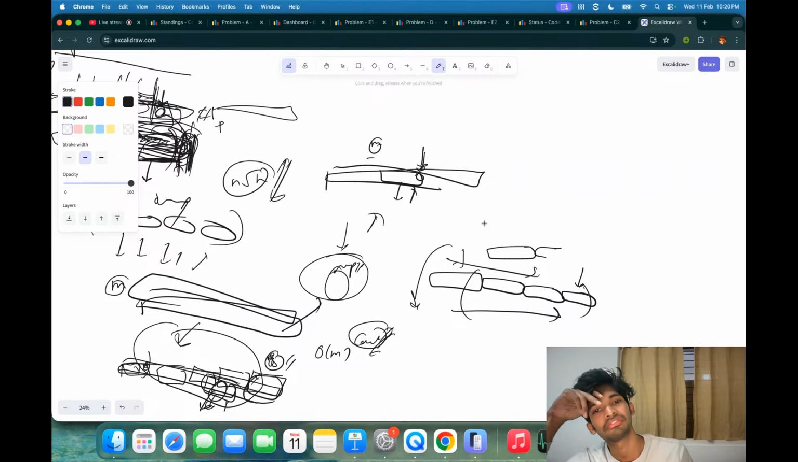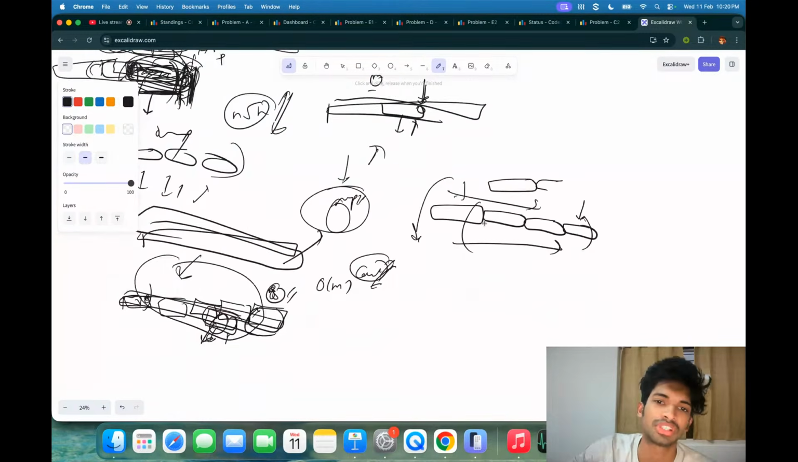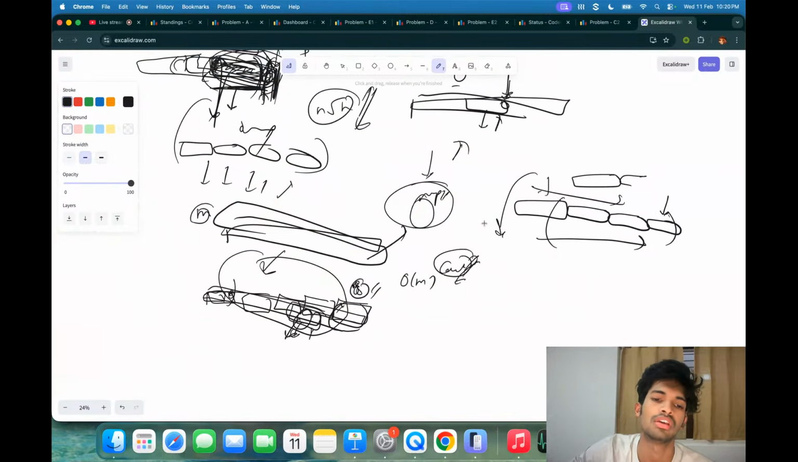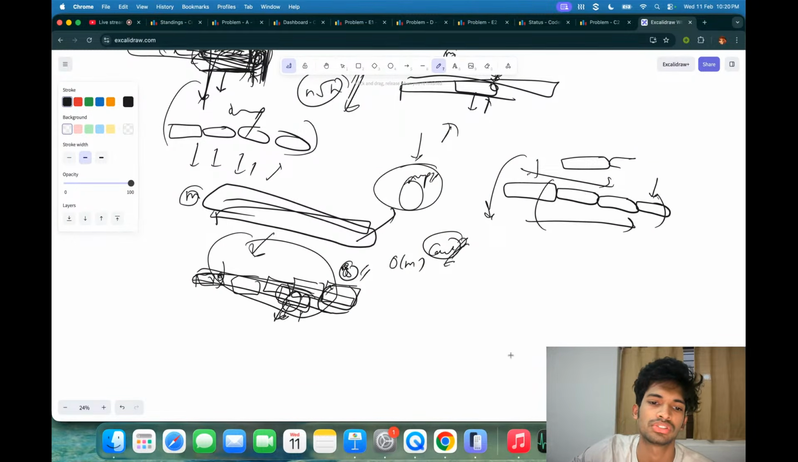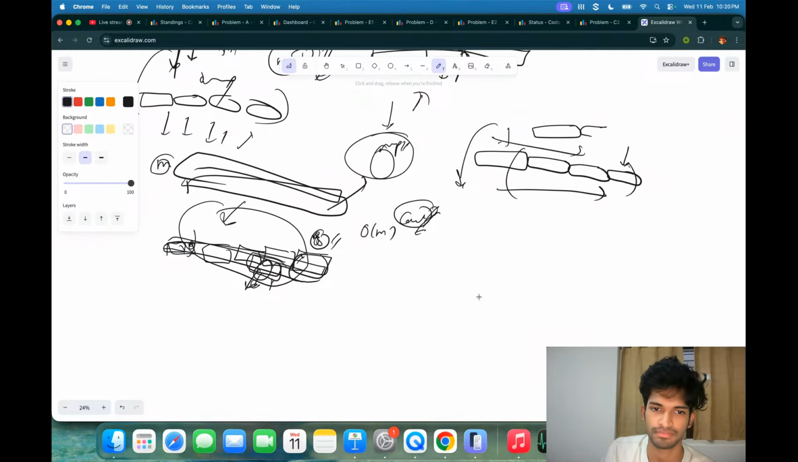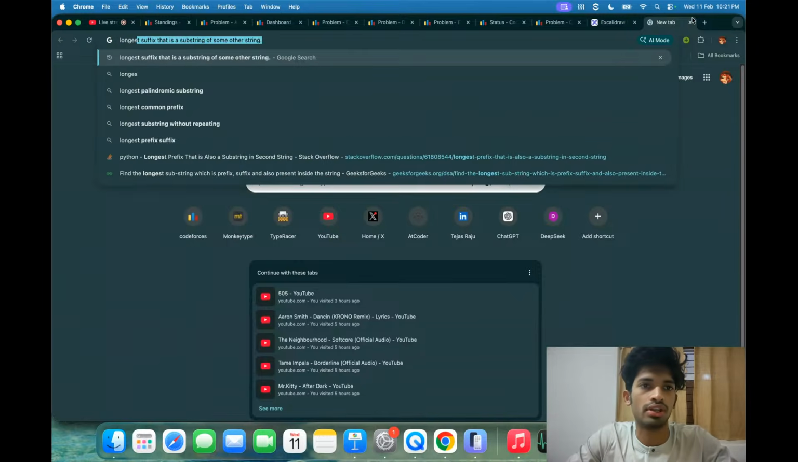Nah, nah, nah. What is this? You just have to check quickly if this suffix is the longest string of somewhere. Longest suffix that is this.